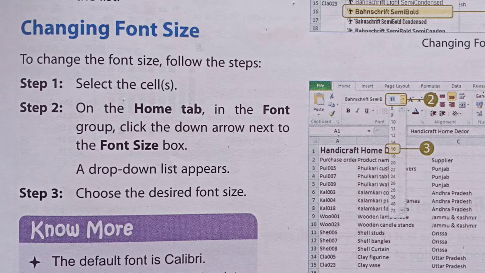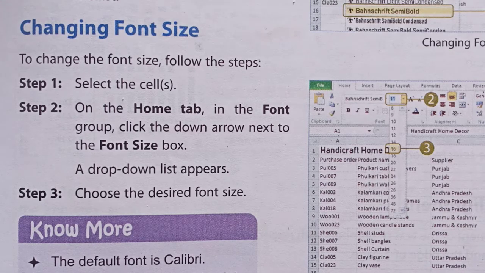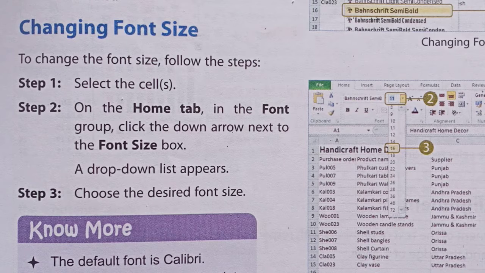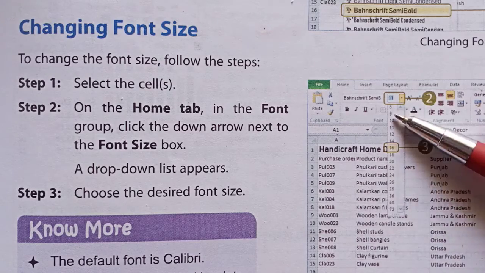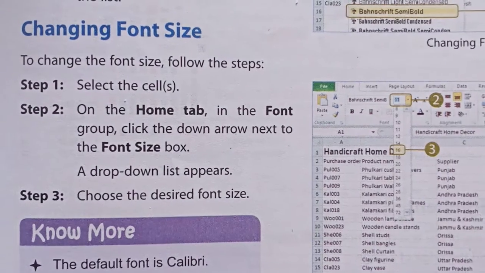The font size of the chosen cell will get changed. Like here you can see factors also given in the book that the default font is Calibri. When you have not chosen any font for your cells, the default font in Excel will be Calibri, and the default size of the text will be 11 point. These are the default settings, but if you wish, you can go to this group and change them.